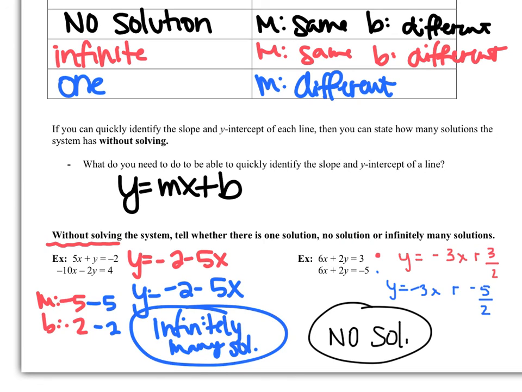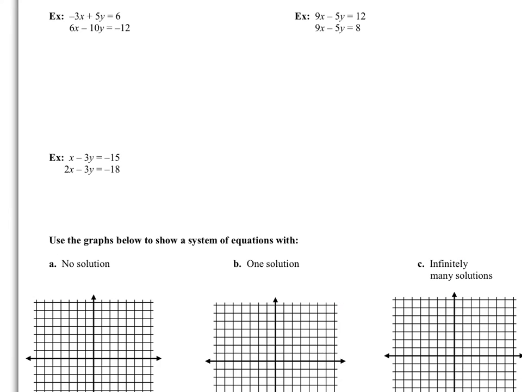So when you isolate y and put them both in slope-intercept form, the first line becomes y equals negative 3x plus 3 over 2, and the second line becomes y equals negative 3x plus negative 5 over 2. So they have the same slope, but they have different y-intercepts, which means they're going to be parallel lines. Since they're parallel lines, they'll never intersect. Since they never intersect, there's no solution.